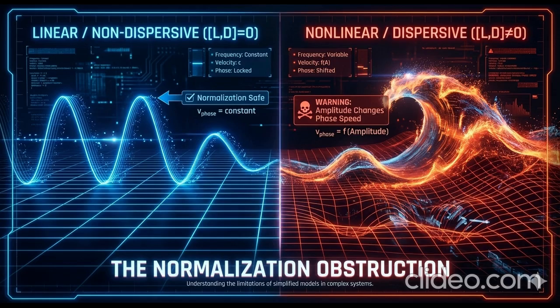Bayesian updating is non-dispersive. Why? Because the process of updating your beliefs is a linear transformation. When you multiply a prior distribution by a likelihood function to get a posterior, it's a linear map. The likelihood acts uniformly. Whether your prior belief is intensely held, a large amplitude, or weak, the relative rate of change is identical. Normalization is valid. Another system that seems complicated but stays linear is the Feynman-Kac semigroup.